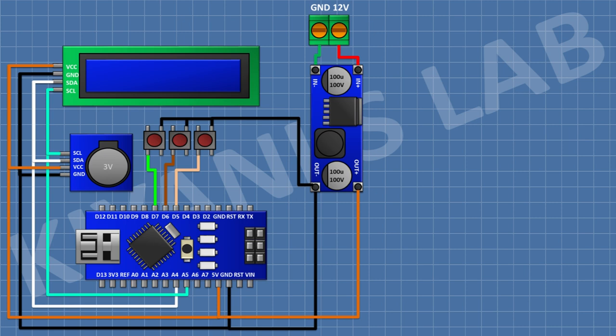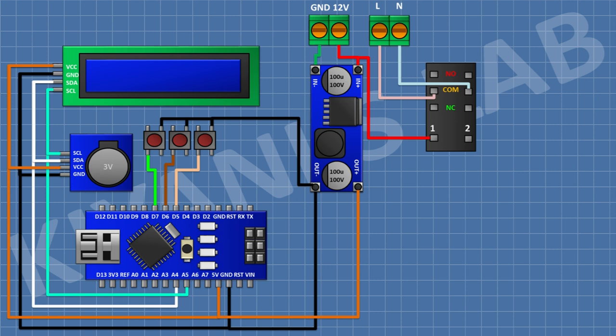After that, I'm gonna connect a 12-volt relay and connect its one coil pin to positive input of the buck converter. After that, I'm gonna connect a 2-pin terminal block and connect its one pin to common 1 of the relay and its other pin to common 2 of the relay. After that, I'm gonna connect a 2-pin terminal block and connect its one pin to NO1 terminal of the relay and its other pin to NO2 terminal of the relay.